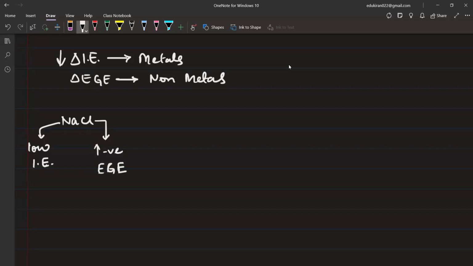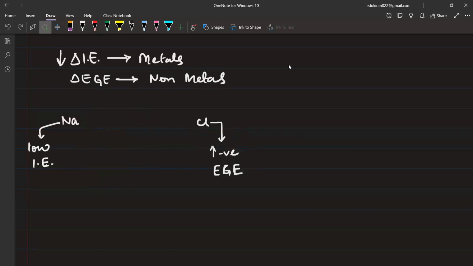So sodium wants to lose an electron, and chlorine wants to gain an electron. That is why, when sodium gives one electron to chlorine, when there is electron transfer from sodium to chlorine, then we can say that bond formation takes place. Or rather, sodium is not going to give an electron on its own.